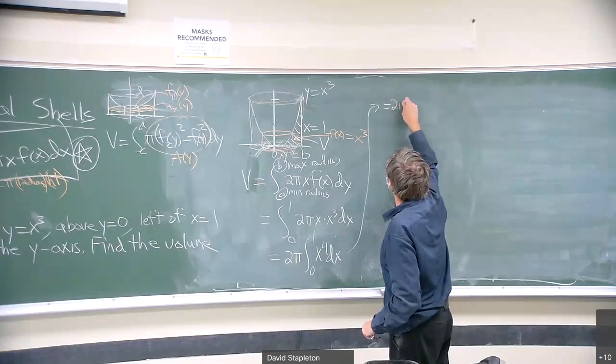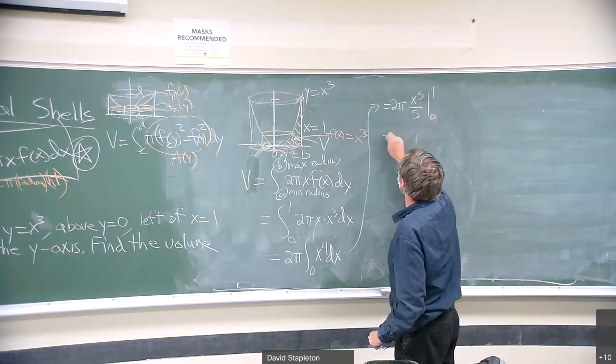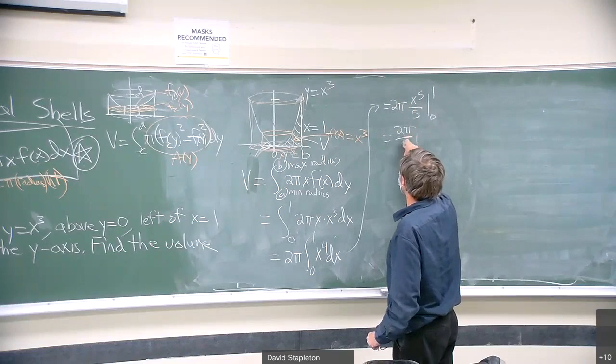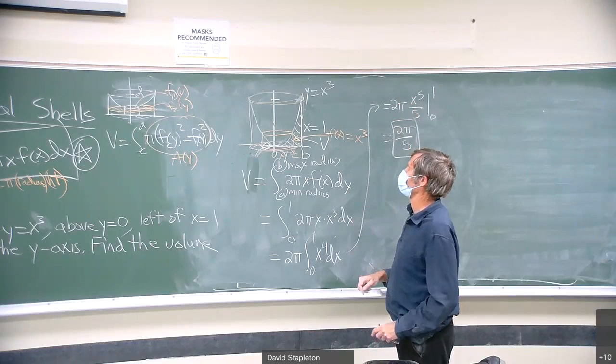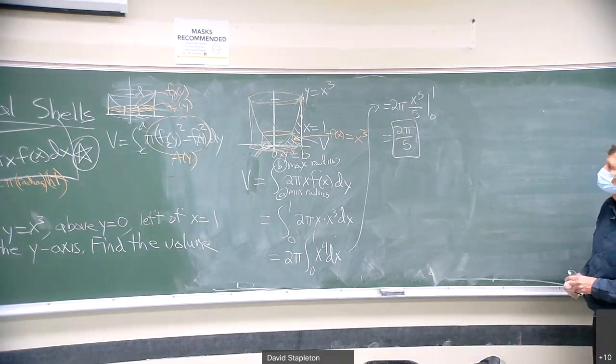Thank you. All right, so this is going to be 2 pi x to the 5th over 5, evaluated at 0, 1, or 2/5 pi. There's the volume of this one. That's the simple case.